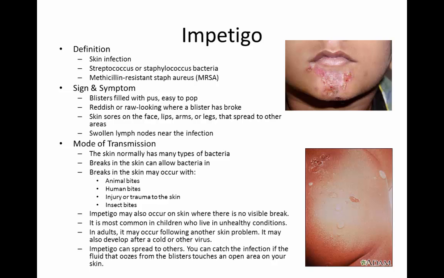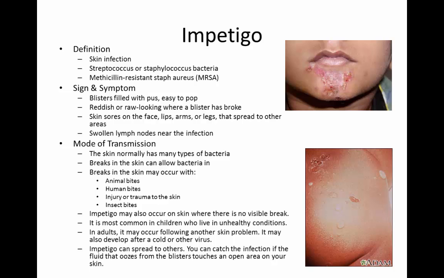For the mode of transmission, the skin normally has many types of bacteria. Skin breaks can allow bacteria in, and breaks in the skin can occur with animal bites, human bites, injury and other trauma to the skin, and insect bites. Impetigo may also occur on the skin where there is no visible break. It is most common in children who live in unhealthy conditions.